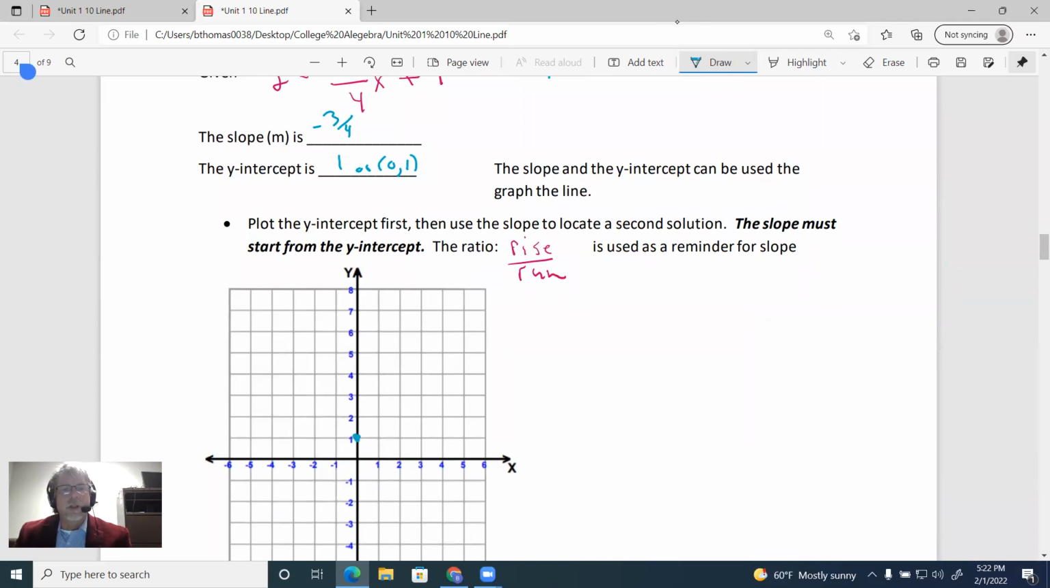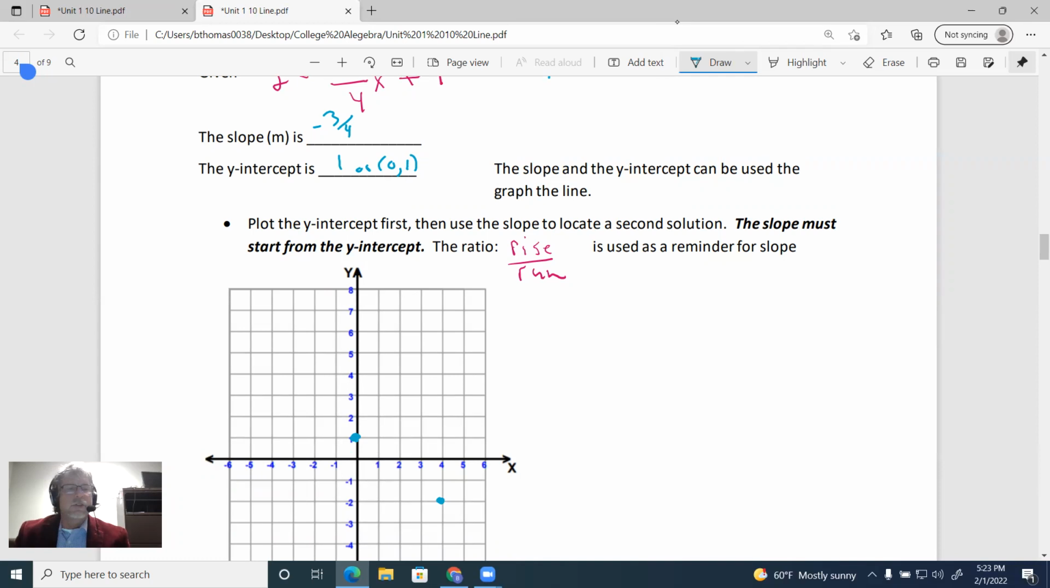So I place a point on the y-axis. That's where it's going to cross the y-axis. And then from there, I can use the slope of -3/4. So -3/4 means to go down 3, that would put me at -2, and then go over 4: 1, 2, 3, 4. That would put me at this spot right here. So that's where another solution is going to be.